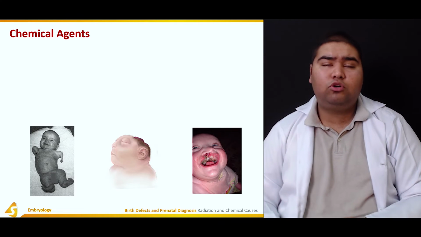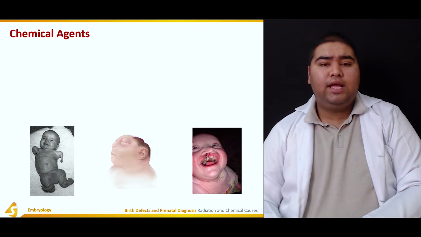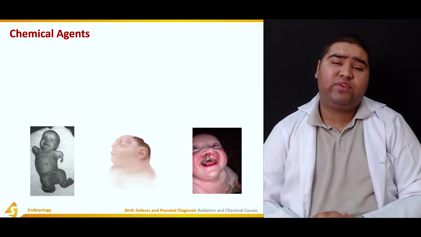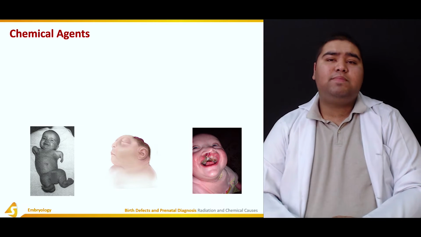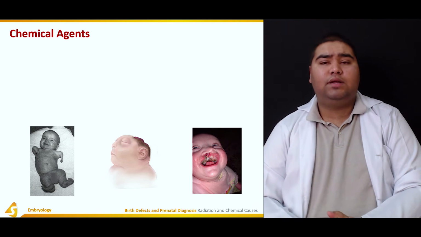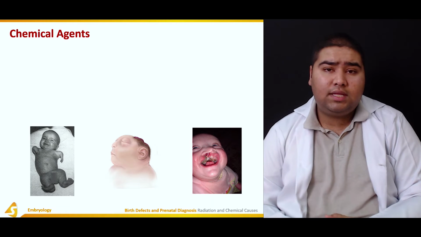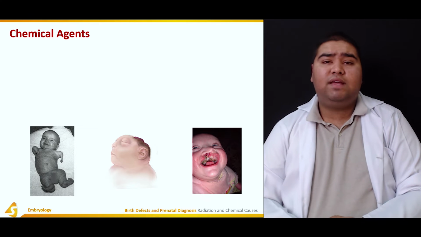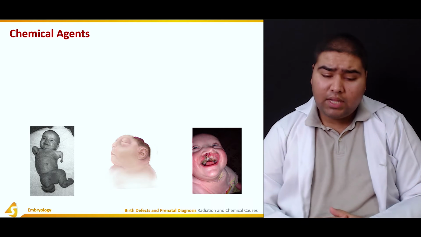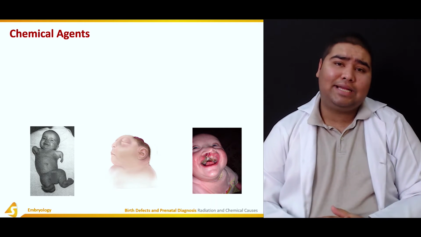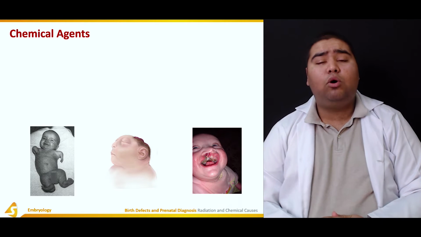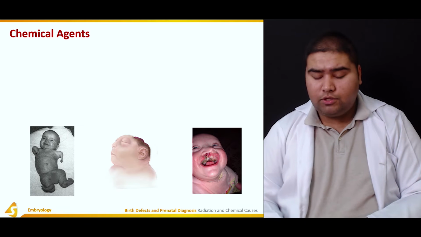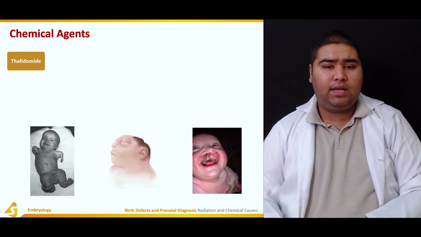So now let's talk about the chemical agents. Chemical agents are the agents that are commonly used for treatment of various diseases. With that being said, people have stopped using some of the agents because of their teratogenicity. However, some are still being used. Whenever you come across a patient that needs a certain drug that is also teratogenic, always refer to a gynecologist for her expert opinion. So now let's take a look at these chemical agents.